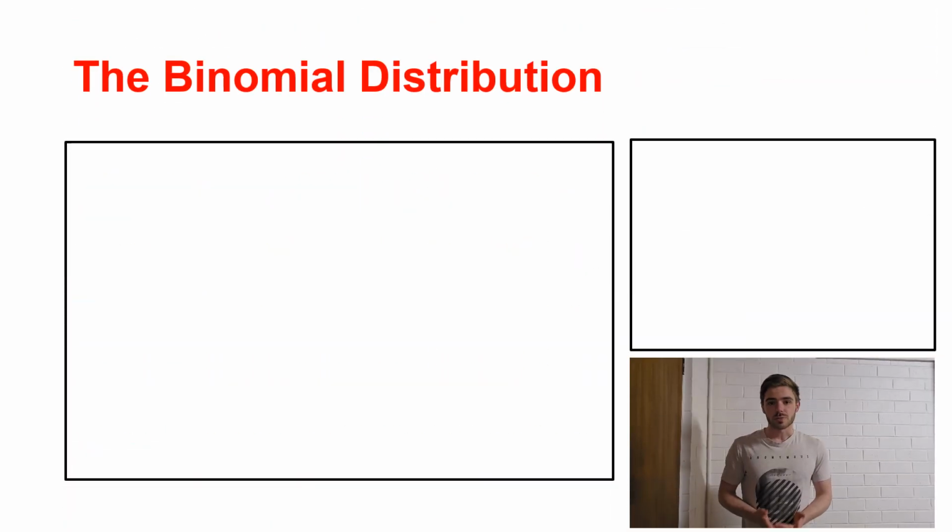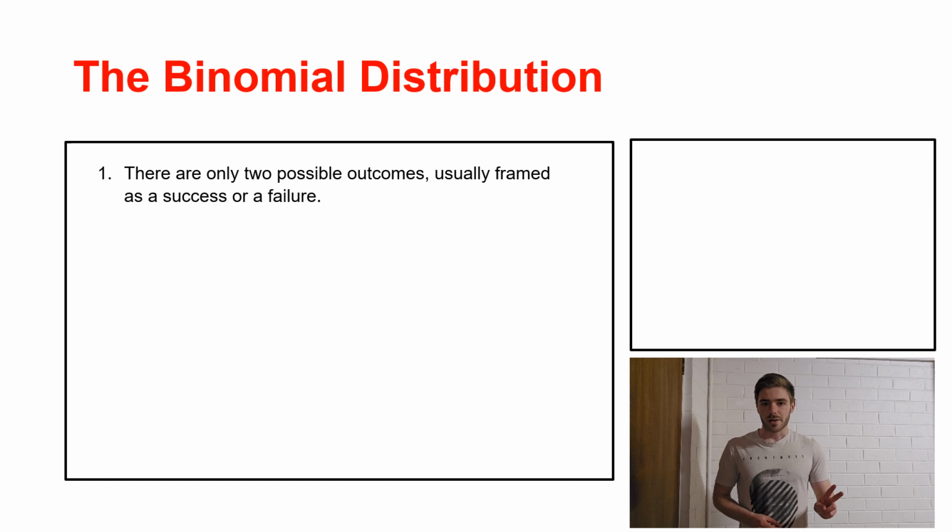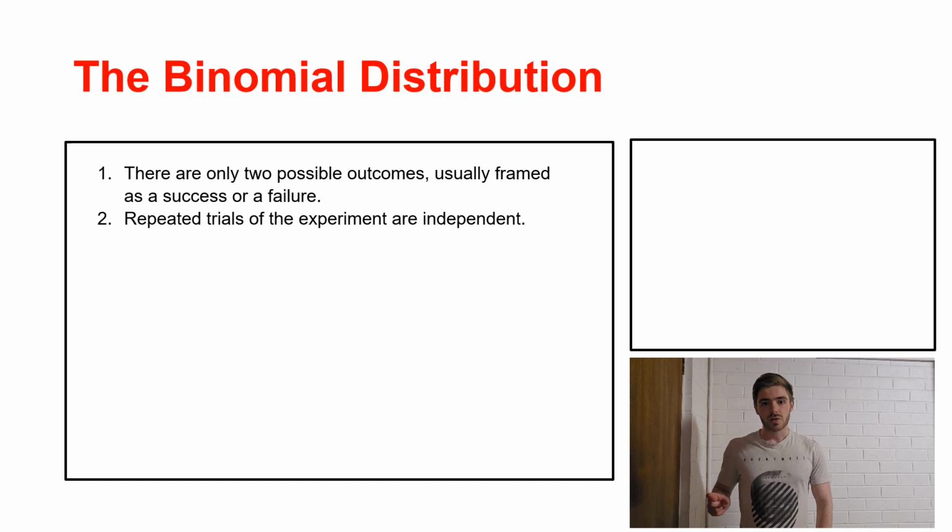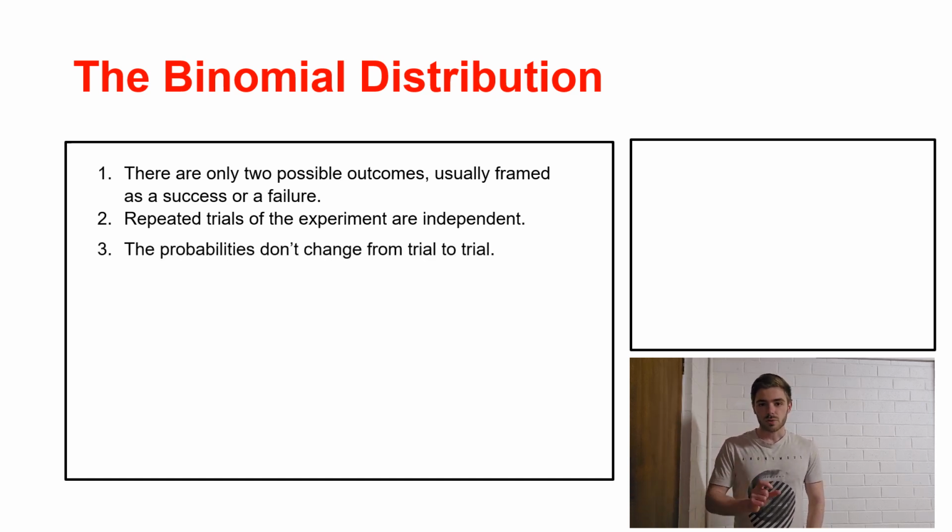The binomial distribution is a special kind of discrete probability that meets the following criteria. First is that there's only two outcomes. Usually this is framed as either a success or a failure. The second is that repeated trials of the experiment are independent. And then lastly is that the probabilities of each given trial cannot change.